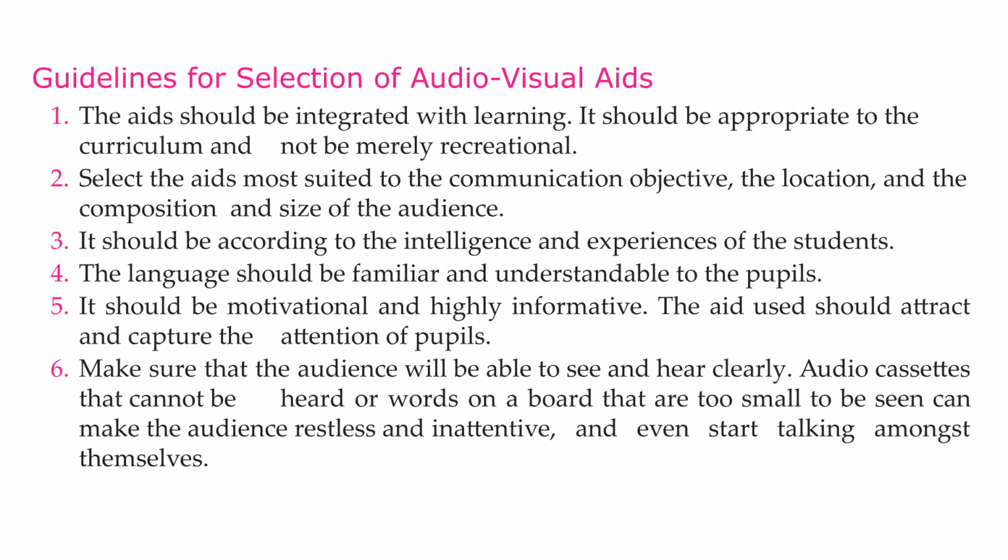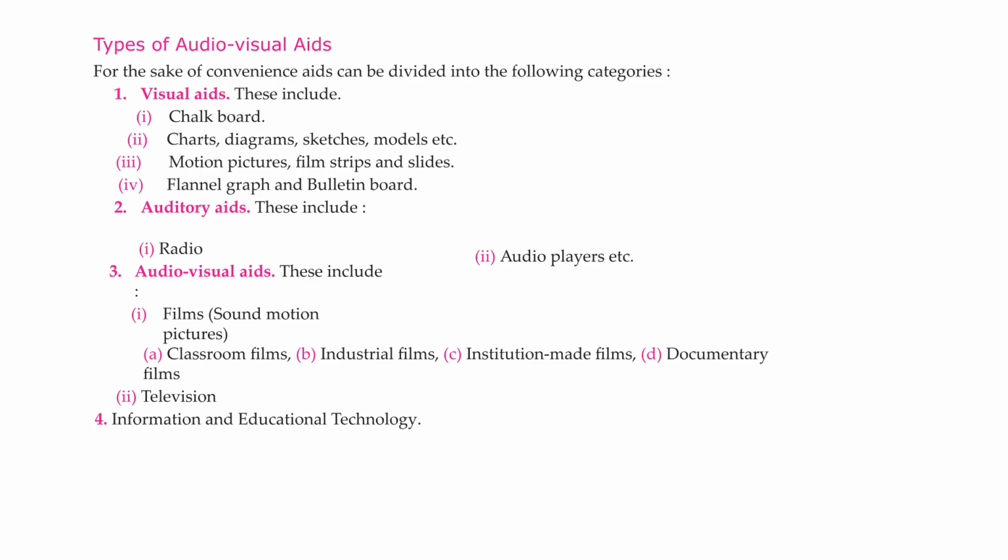When selecting audiovisual aids, they must be integrated with learning, appropriate for the curriculum, and not just recreational. Choose aids suited to the objective, location, and audience size. They should match student intelligence and experience, be understandable, motivational, informative, and ensure clarity of sight and sound for all viewers. Audiovisual aids are classified into visual aids like the chalkboard, charts, and motion pictures, and auditory aids such as radio and audio players. The third category includes combined audiovisual aids like films and television.